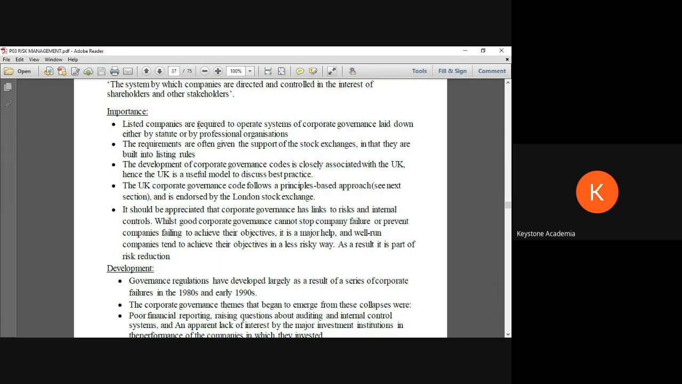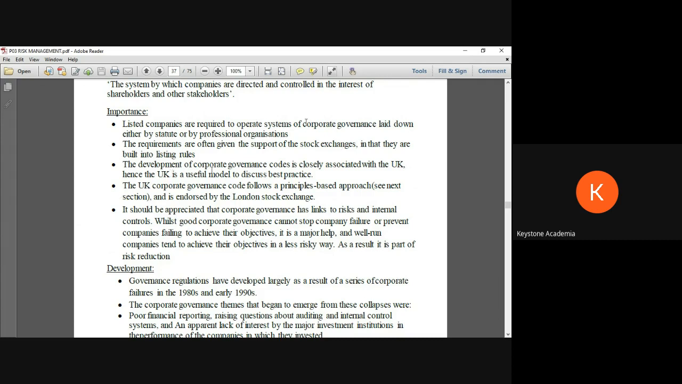Listed companies are required to operate a system of corporate governance. Why only listed companies? Because when we become listed, we are taking public money. When we are taking public money, it's the government's responsibility to safeguard the interest of the public. So the government comes in through their association and puts a system in place to follow. Second point is the same: the requirements are often given the support of the stock exchanges.